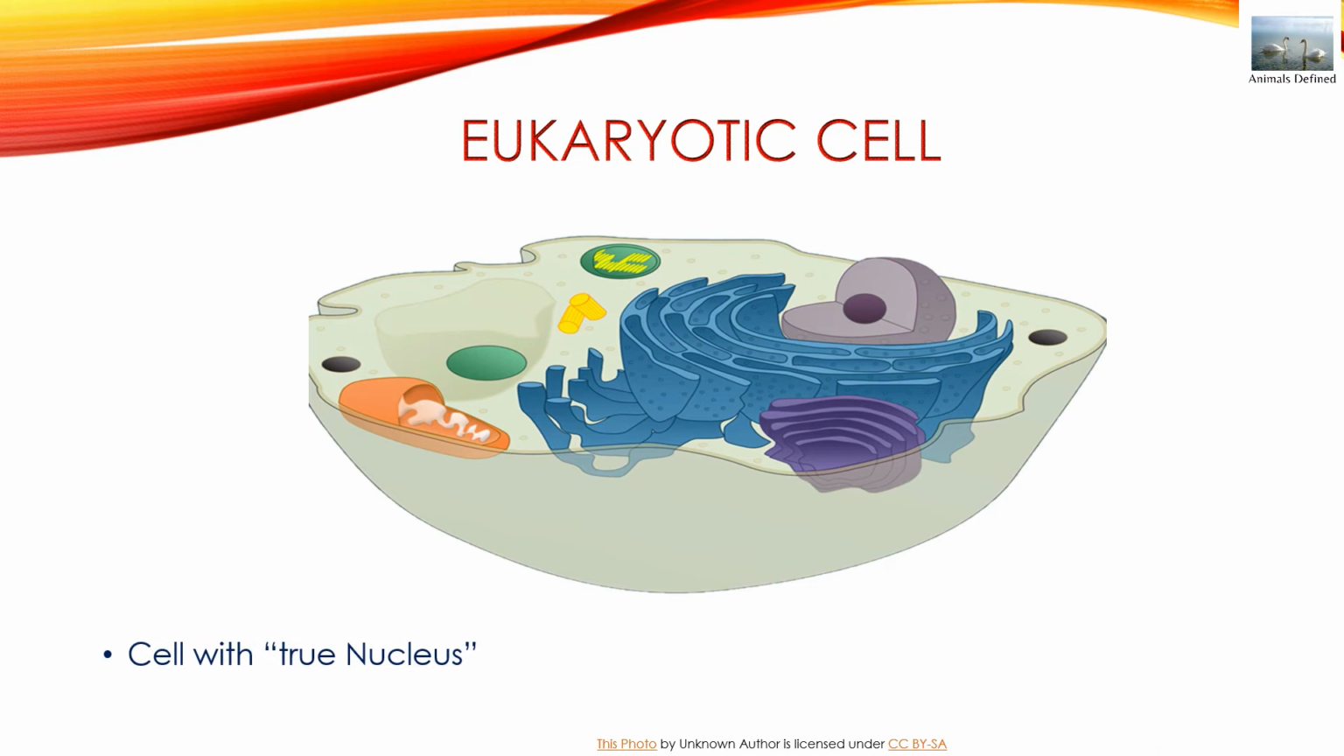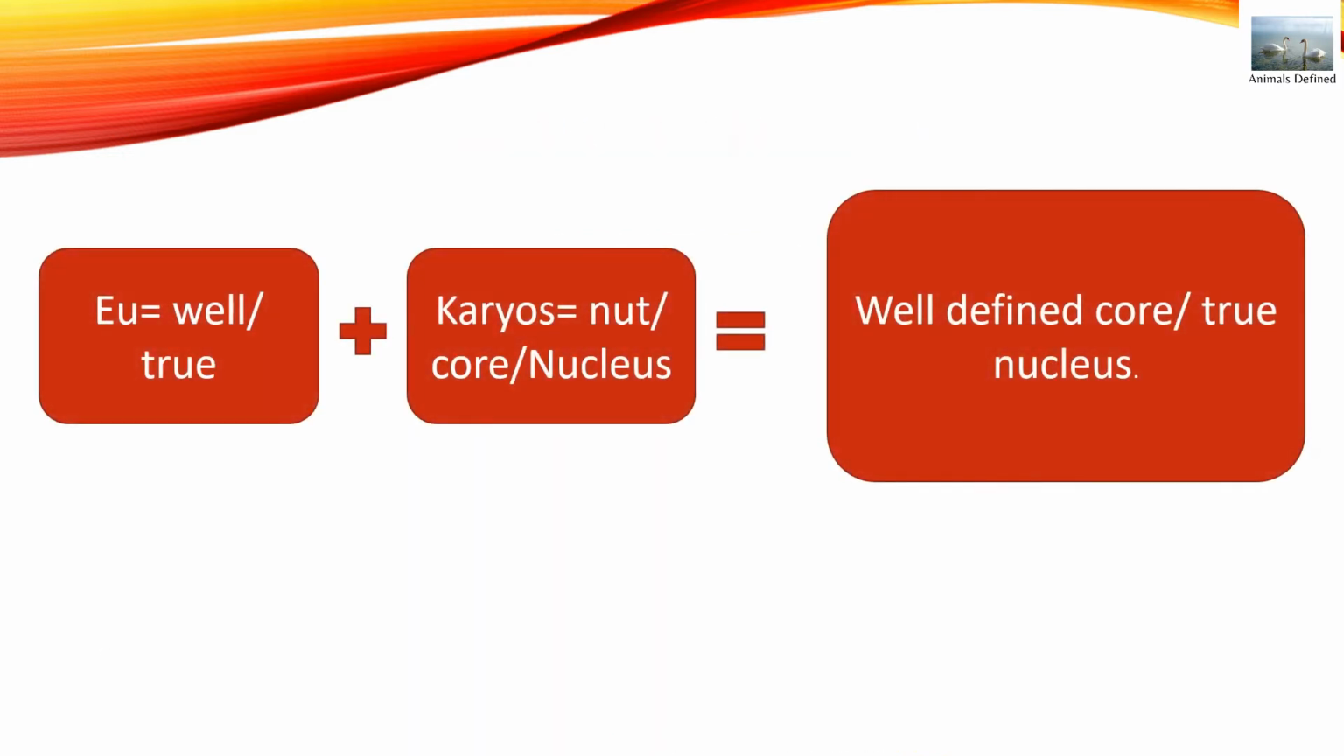First of all, what does the word eukaryote mean? It is a Greek word. Eu means well or true, and karyos means nut or nucleus, so it means having a true nucleus, which is a central distinct area or cavity surrounded by a membrane, and it contains genetic material in the form of linear chromosomes. Animals, plants, fungi, and protists have eukaryotic cells.